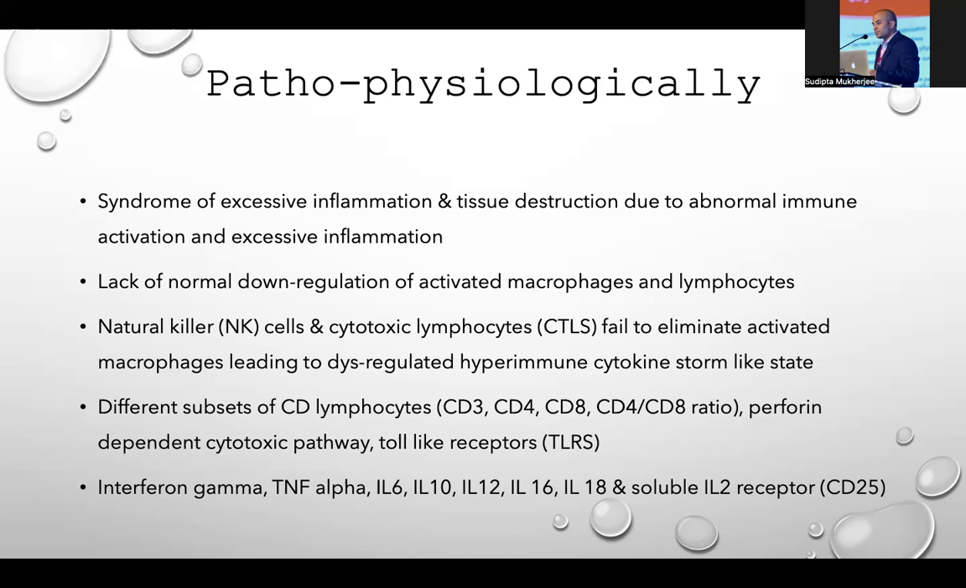There is an activation of the perforin-dependent cytotoxic pathway and toll-like receptors. Different other cytokines and chemokines are involved, like interferon gamma, TNF alpha, interleukin 6, 10, 12, 18, and soluble interleukin 2 receptor, also called CD25.